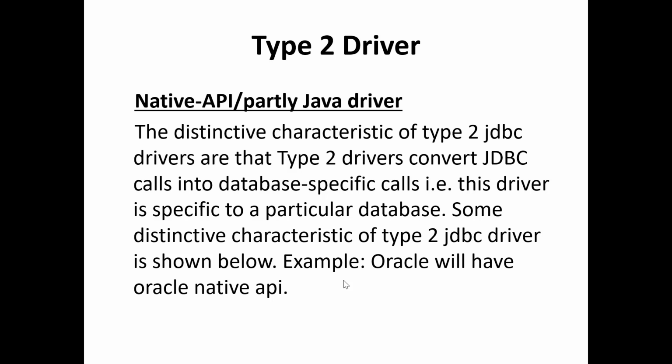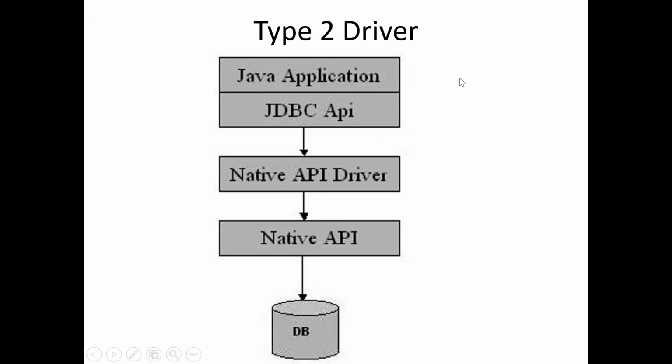What is the type 2 driver architecture? The Java application talks to the JDBC API, which is common. Then the native API driver, which is native to the respective API and written by the vendor, talks to the API. The API talks to the database. Here also we have layers, but compared with type 1, we have fewer layers, so it is faster than type 1.